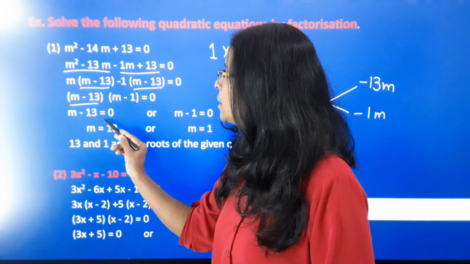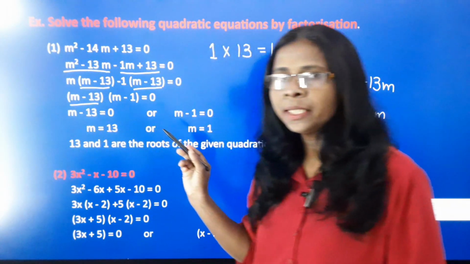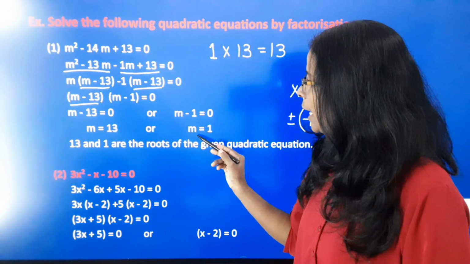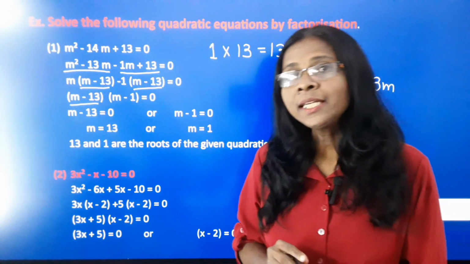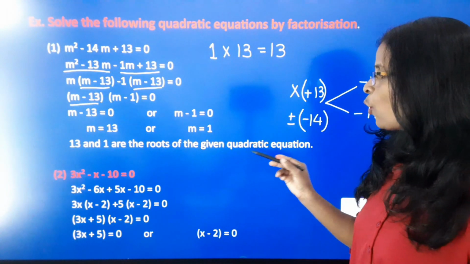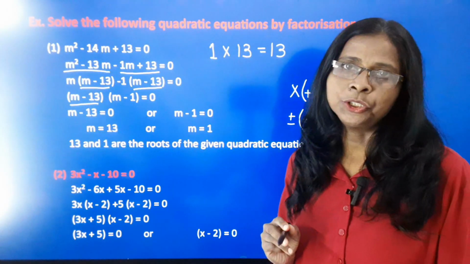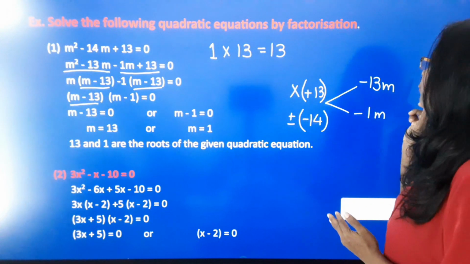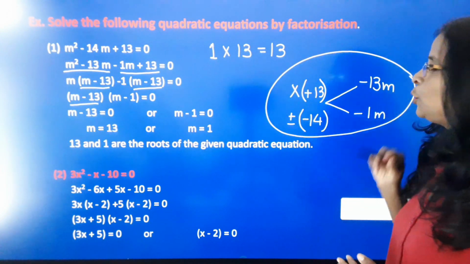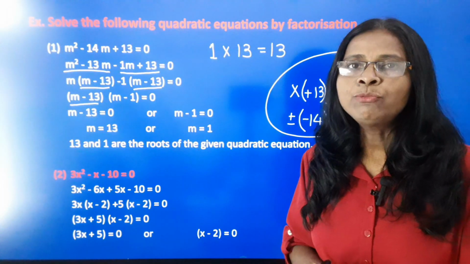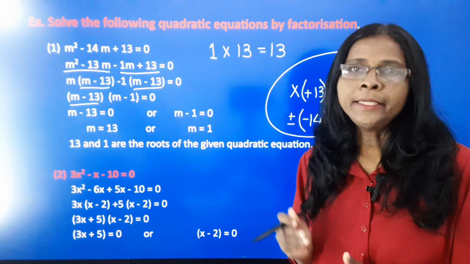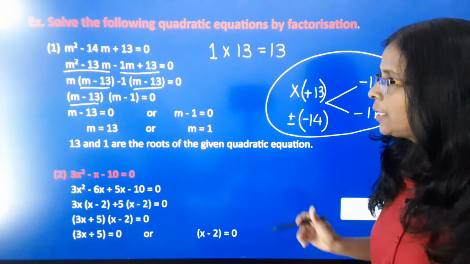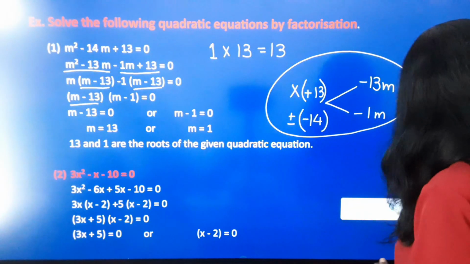So m minus 13 is equal to 0, and m is equal to 13, or the second bracket m minus 1 is equal to 0, that means m is equal to 1. So 13 and 1 are the roots of the given quadratic equation. This is the factorization method. You have to find the two numbers that fulfill the product and the addition or subtraction condition, okay students? Now let us see the second example.